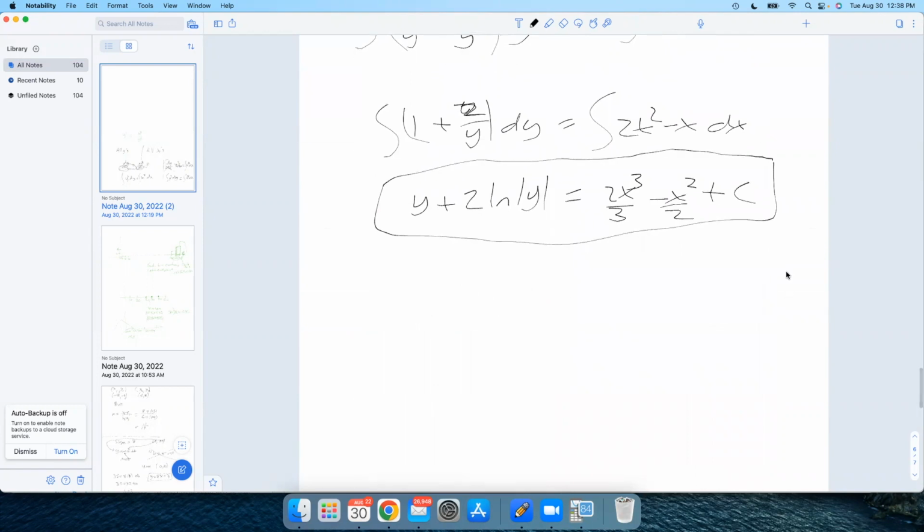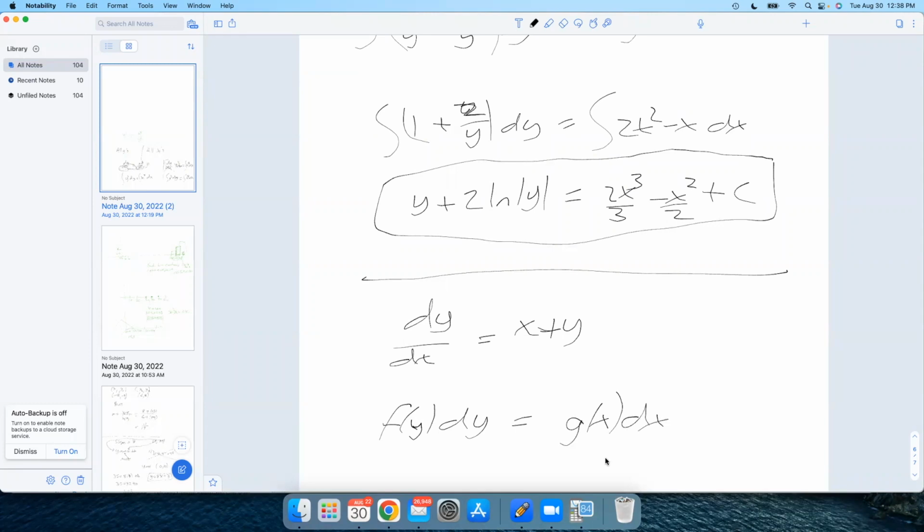Okay, I want to point out one where none of this will work. Looks like a really simple DE. dy/dx equals x plus y. This is impossible to separate the variables. It's impossible to get some function of y times dy equals some function only depending on x times dx.